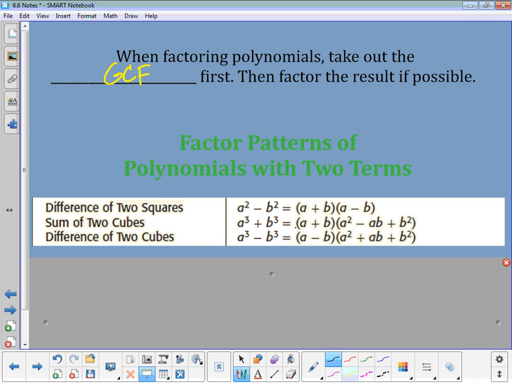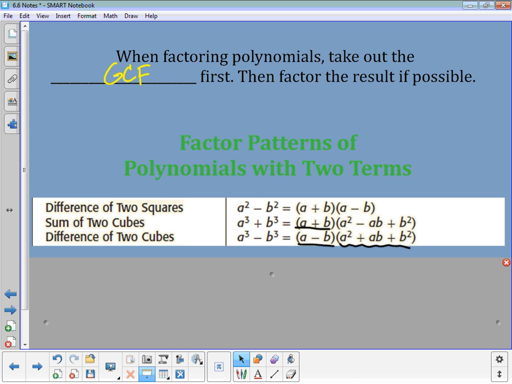Okay, and in a sum of two cubes, it's added. In a difference of two cubes, it's subtracted. And then the result is a perfect square trinomial, which we've seen before. We know about perfect square trinomials, okay? So that's our factor patterns for the sum of two cubes and difference of two cubes. Great, so let's do some practice with this.